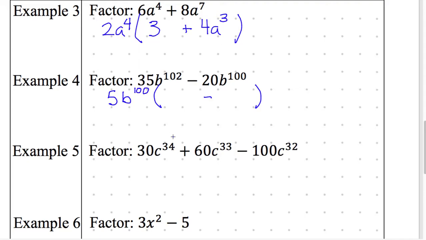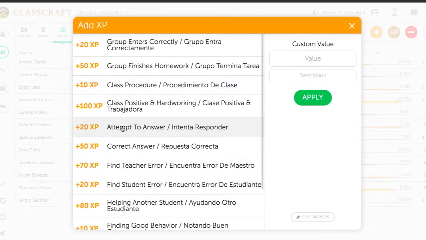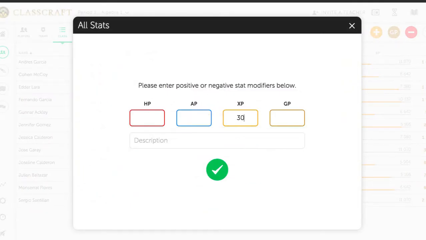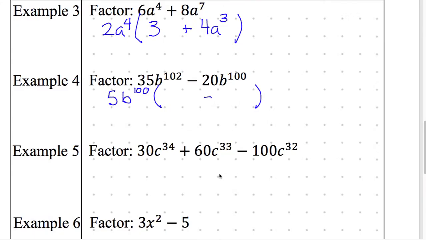All right, so Fernando just got his, that was the wrong amount of XP. Let me just randomly give you the rest of it. There it is. Fernando found the greatest common factor. I need to now find what is left when I divide by that greatest common factor. I see one hand. Two hands. 3 hands. Sergio, go for it.